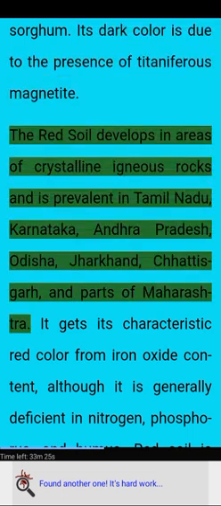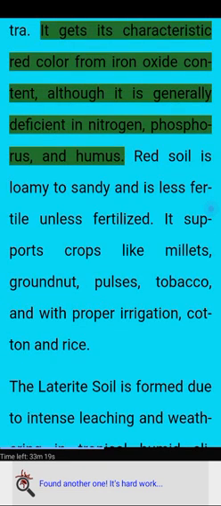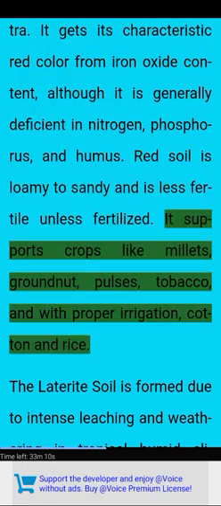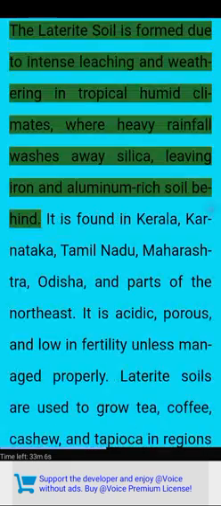The red soil develops in areas of crystalline igneous rocks and is prevalent in Tamil Nadu, Karnataka, Andhra Pradesh, Odisha, Jharkhand, Chhattisgarh, and parts of Maharashtra. It gets its characteristic red color from iron oxide content, although it is generally deficient in nitrogen, phosphorus, and humus. Red soil is loamy to sandy and is less fertile. It supports crops like millets, groundnut, pulses, tobacco, and with proper irrigation, cotton and rice.